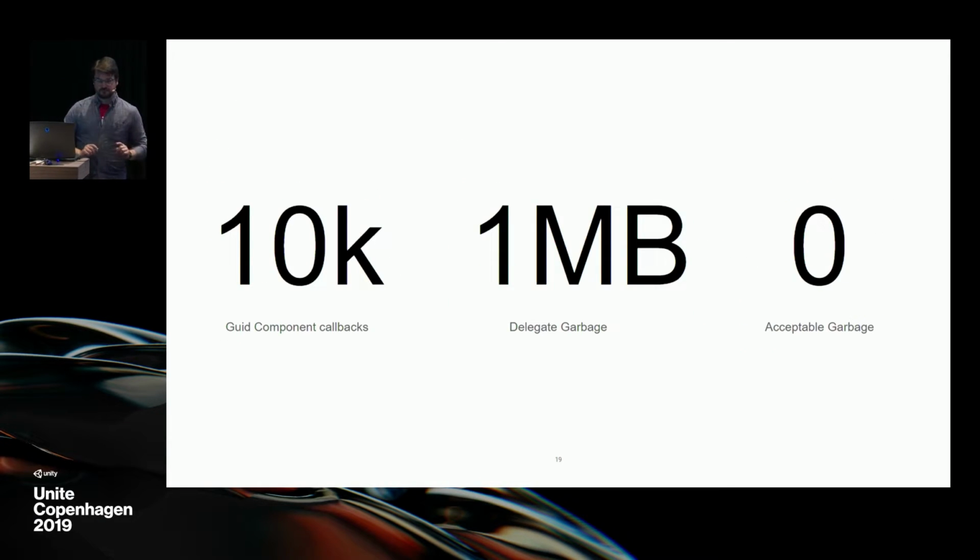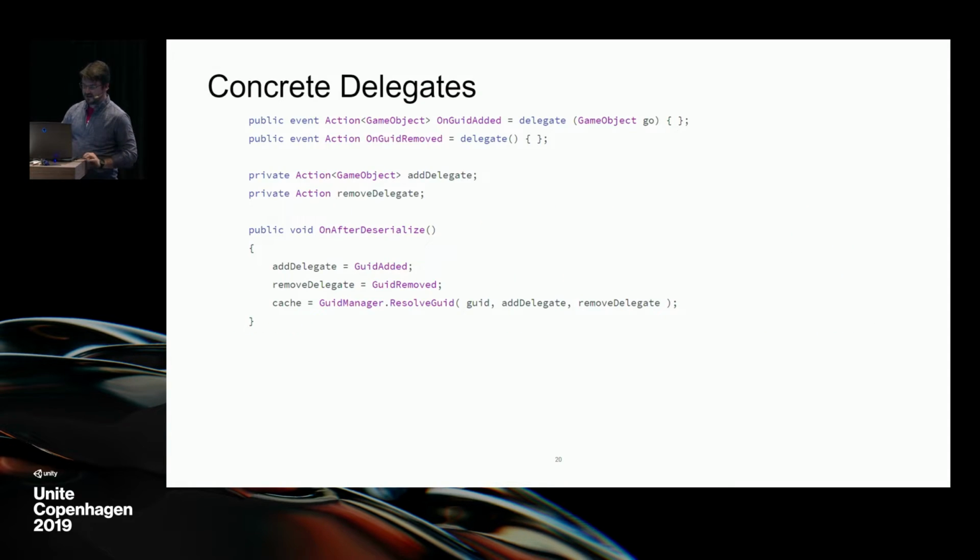And it can really add up. So I was registering like 10,000 of these GUID callbacks. That was allocating a meg of memory every frame that test was running. The acceptable amount of memory to allocate is 0, literally 0, so I was way off. However, there's a really easy fix for it, which is awesome. So if you're using actions in your own game, just be very aware of this.